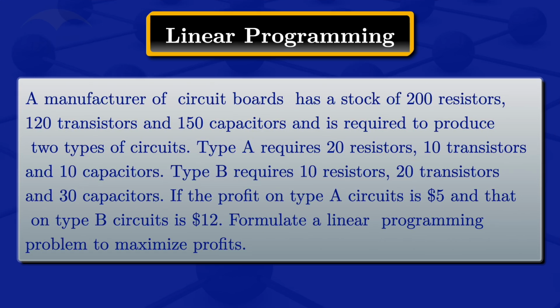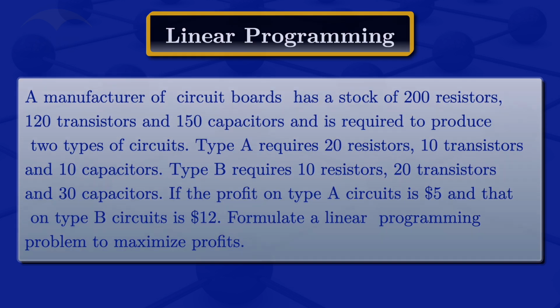A manufacturer of circuit boards has a stock of 200 resistors, 120 transistors, and 150 capacitors, and is required to produce two types of circuits. Type A requires 20 resistors, 10 transistors, and 10 capacitors. Type B requires 10 resistors, 20 transistors, and 30 capacitors. If the profit on type A circuits is $5 and that on type B circuits is $12, formulate a linear programming problem to maximize profits.